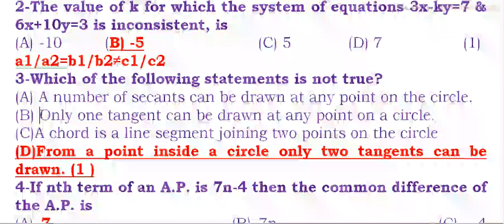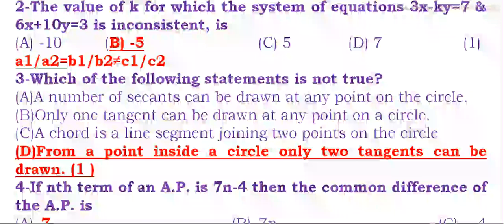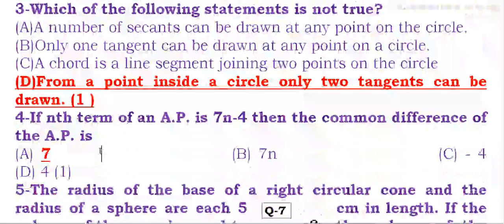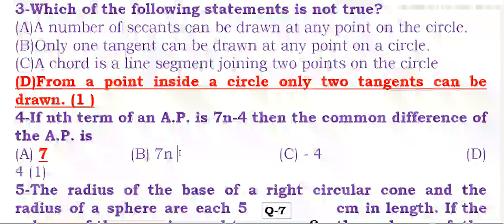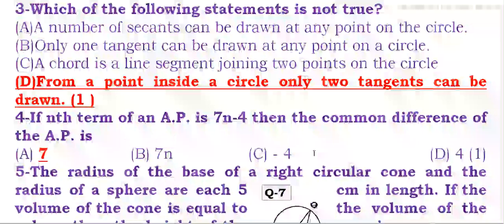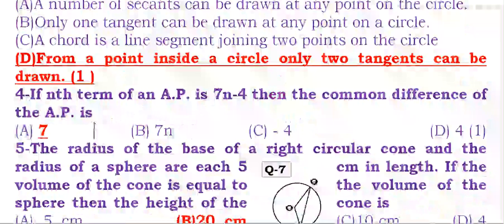Then the next: the nth term of an AP is 7n minus 4. In this we will first calculate the first term. Putting n equal to 1, the term will be 7 into 1 minus 4, which is 3. For the second term we place n equal to 2, the term will be 7 into 2 minus 4, 14 minus 4, 10. So the first term is 3 and the second term is 10. The common difference will be 10 minus 3, which is 7. So the answer will be A.